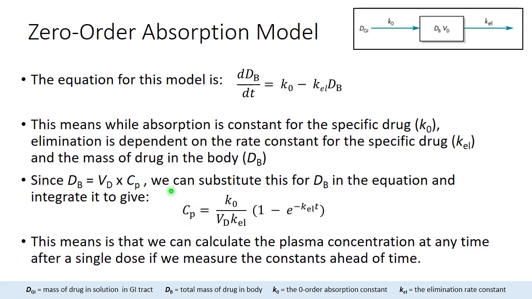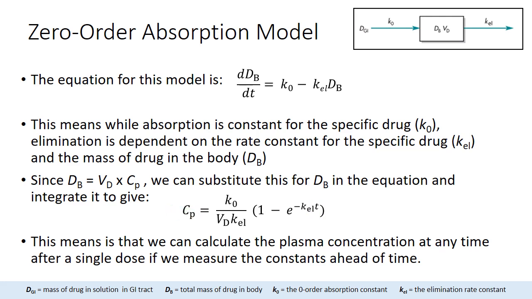and I'm not going to ask you to do this integration, but you can actually get the plasma concentration, and that equals K0, which is just the absorption rate constant, divided by the volume of distribution times KEL times 1 minus e to the negative KEL times time. That would be any time after administration, right? Any time at all after administration, you can calculate the plasma concentration.